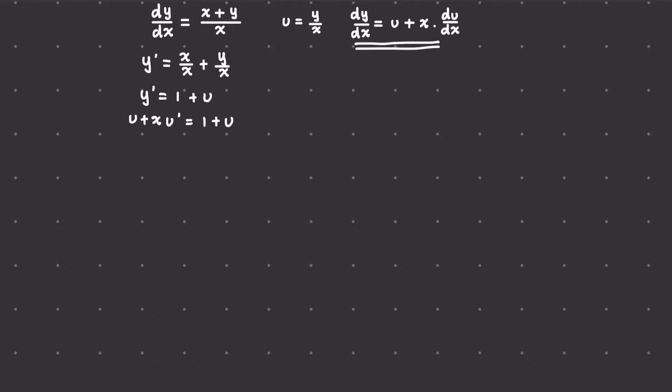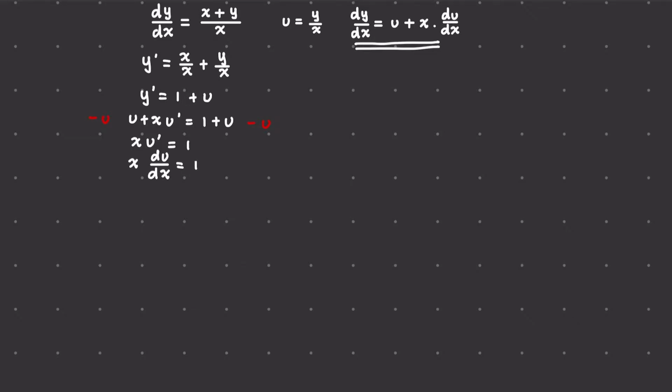And then I would like to subtract both sides by u, and we will get x times du over dx equals 1. And from this step, you'll see what method we are going to use to solve this differential equation. Clearly, if I write it down like this, you will notice right away what method we can use. So x times du over dx equals 1.